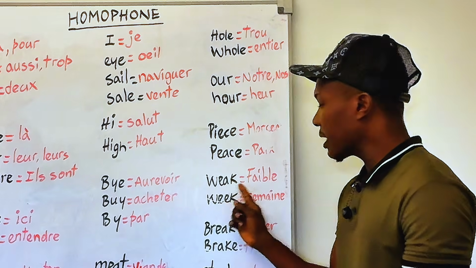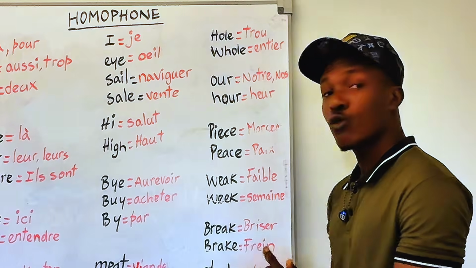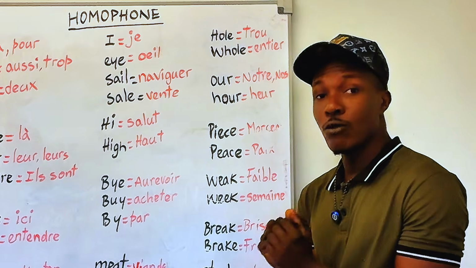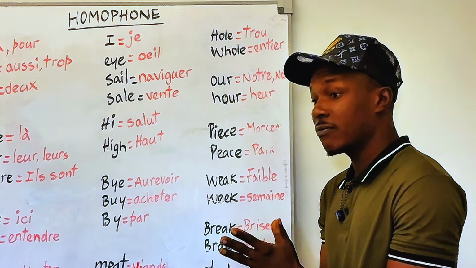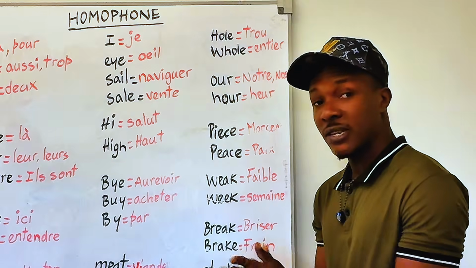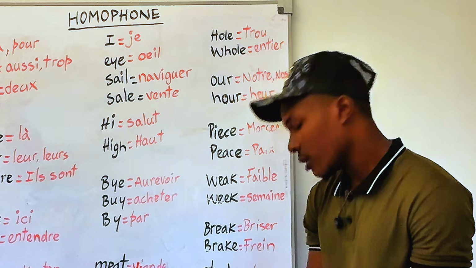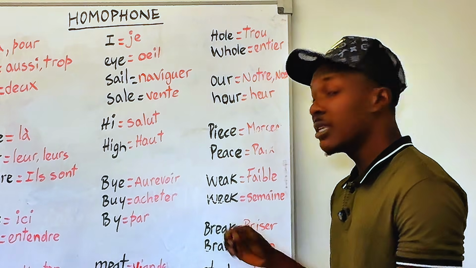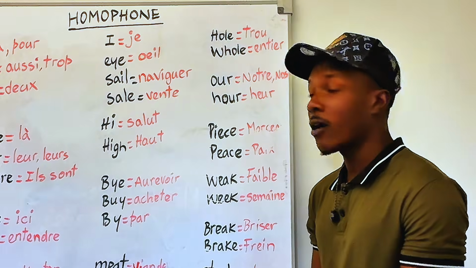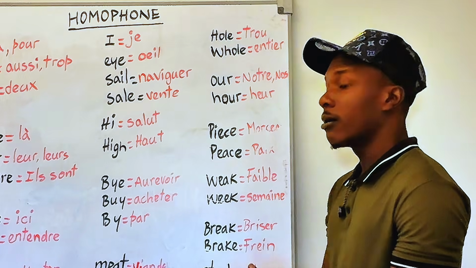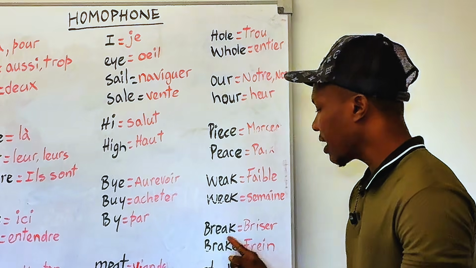And we have weak, faible, and week, semaine. Alright, le premier c'est un adjectif qui veut dire faible. The opposite is strong. So I am weak, je suis faible. This week, cette semaine. Alright, have a good week. Passez une bonne semaine.